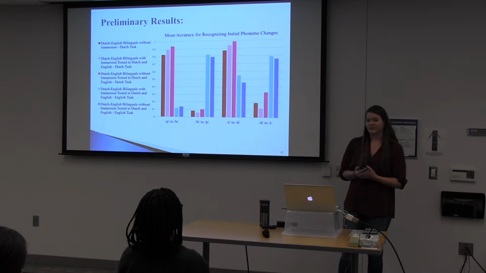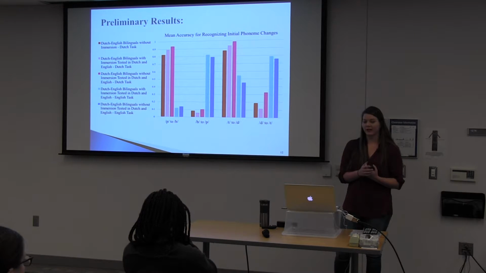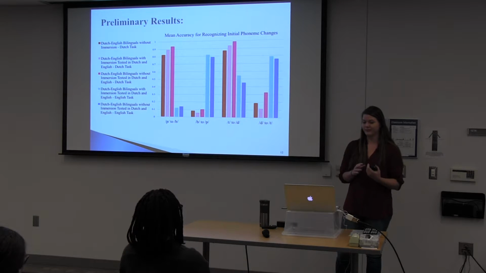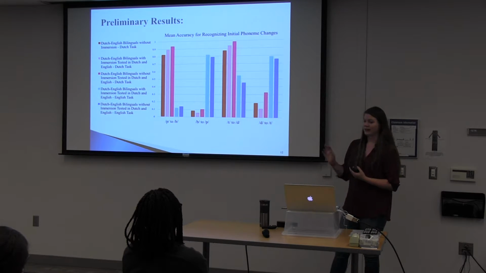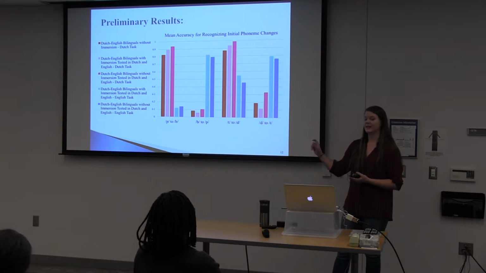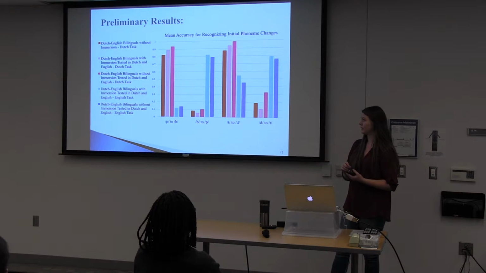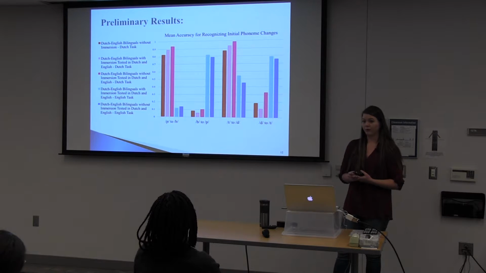So for results so far, I've analyzed the Dutch-English bilingual groups. I have not yet tested all of the monolingual participants, so they're not going to be represented here. But going along with the theme that I've been doing, all of the variations of red are going to be the Dutch English bilinguals in the Dutch tasks, and then the blue is their English task performance. So the darker colored bars are without immersion experience, and then the lighter colored bars are with immersion experience.